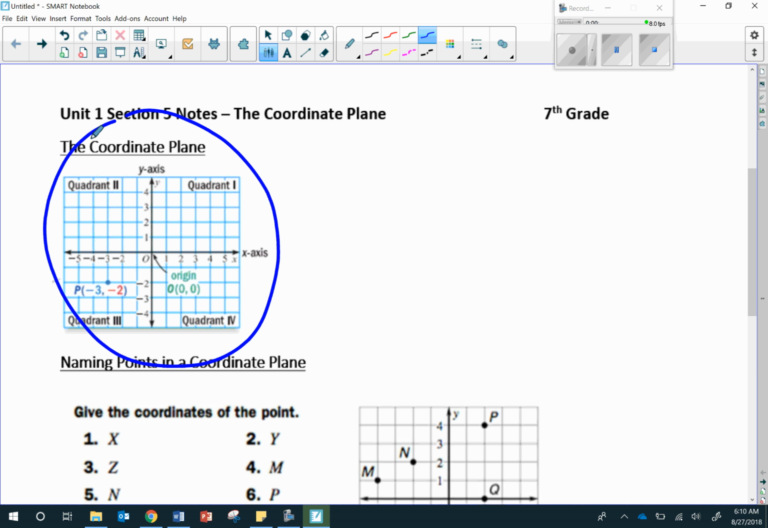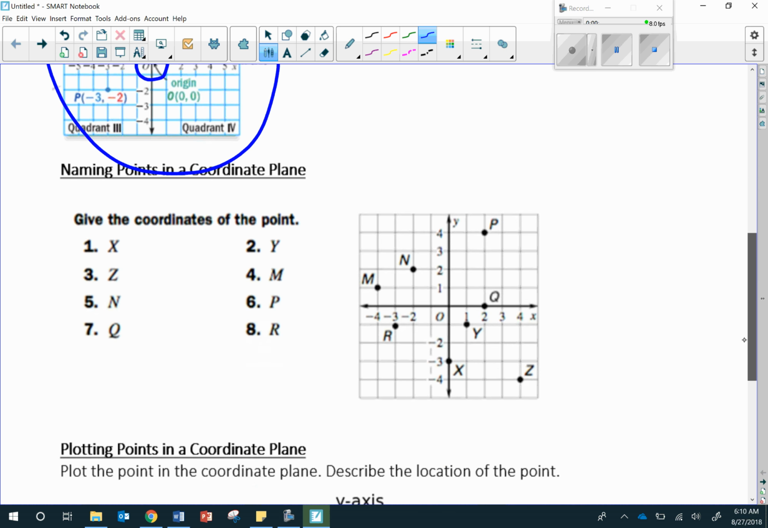If you notice, it is separated by two axes, an x-axis, which is horizontal, and a y-axis, which is vertical, into 4 different quadrants. The origin, where the axes intersect, will always be 0, 0. So now we're going to give coordinates of specific points that are plotted on our coordinate plane.